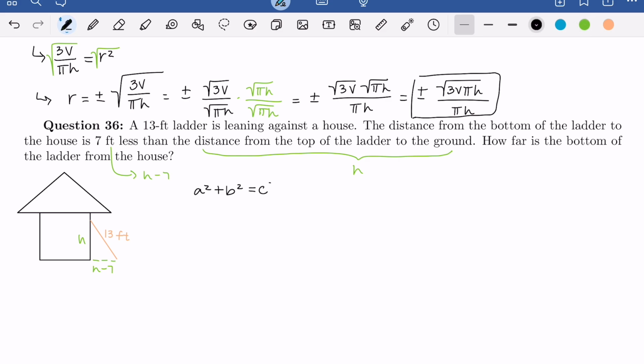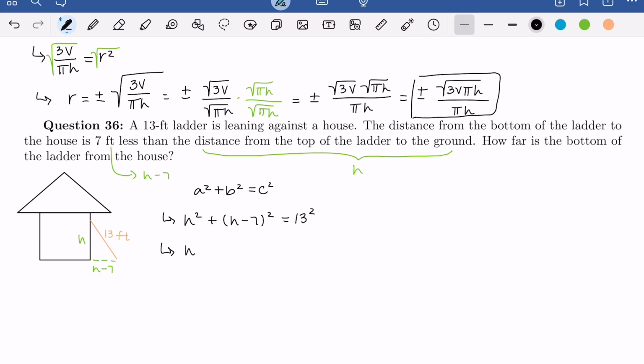This says that a squared plus b squared is equal to c squared, or in other words, one leg squared plus the other leg squared is equal to the square of our hypotenuse, the longer side. Alright, so what we're going to do is plug in these legs here. So a is going to be h, so that'll be h squared. Then our b is going to be this leg, so this will be h minus 7 squared. And this is equal to 13 squared on the right-hand side.